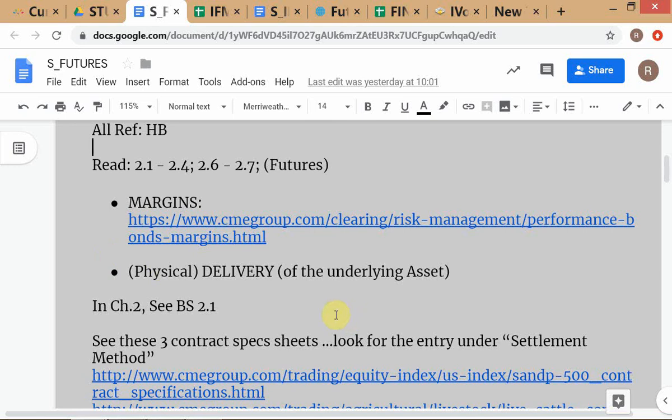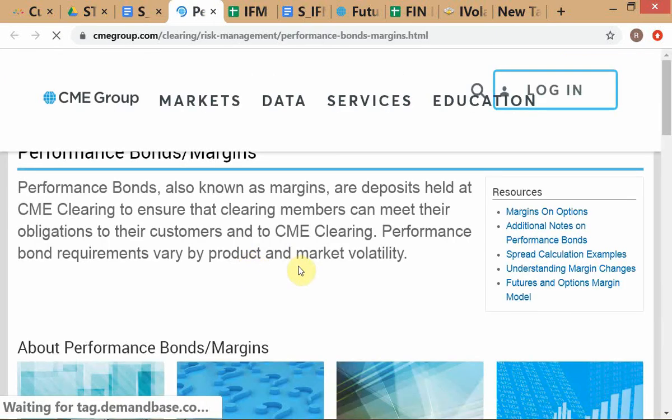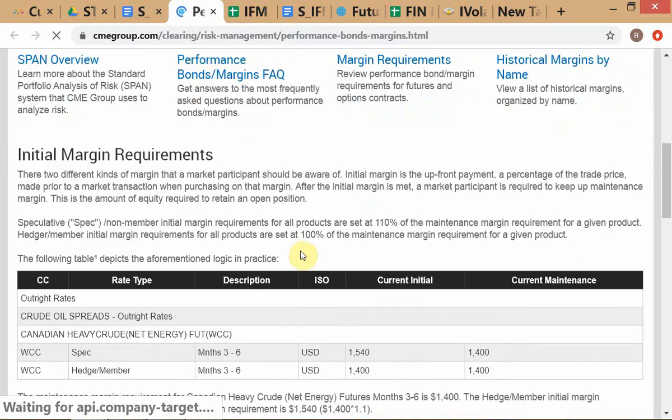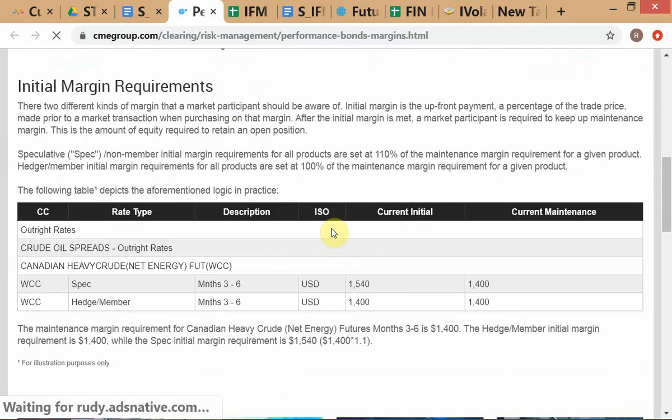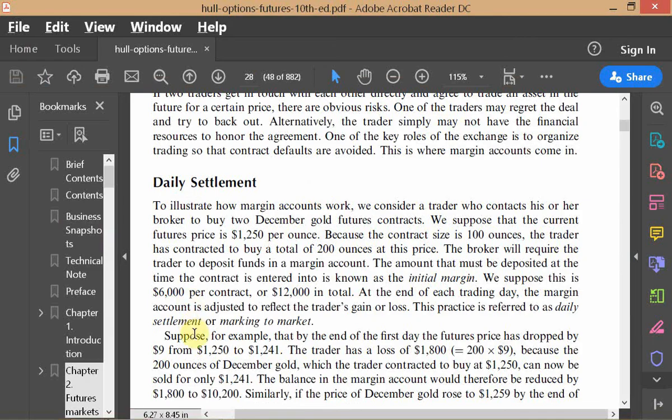Okay, where are the talk about margins? You can see here there's a CME group link. What else do I have for you on margins? Nothing much. The rest of the margins material basically comes from the book. You read these chapters here. The only thing I've given you here is the CME performance bonds. Look at this, what do they say here? There are two types of margins. As you will see here, there's initial margin and then there's maintenance margin.